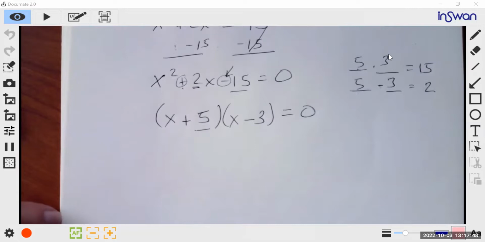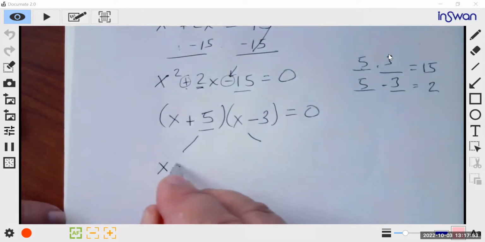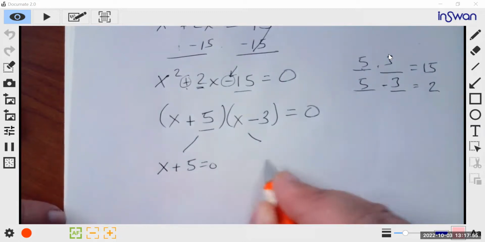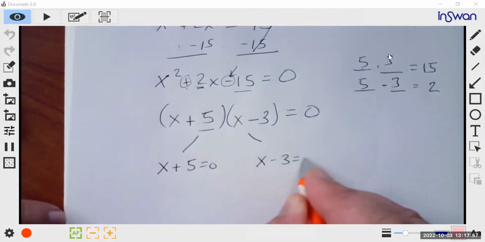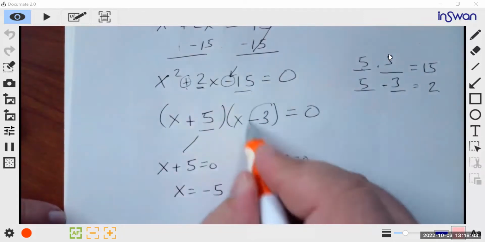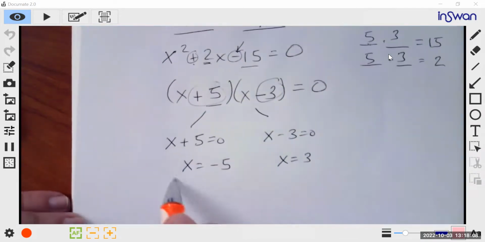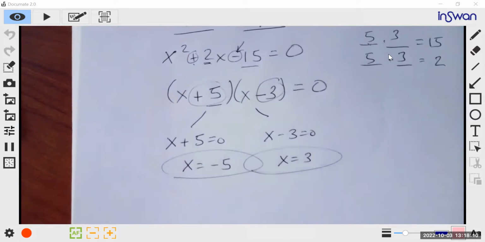What's my next step? Set them equal to 0. So we get x equals -5 and x equals 3. It's always going to be the opposite of what's inside the parentheses. So those are my x-intercepts.